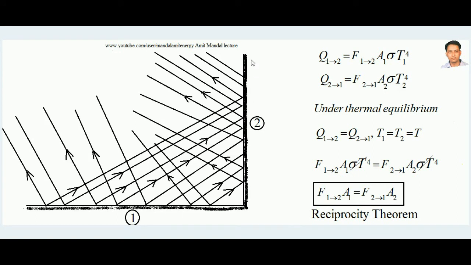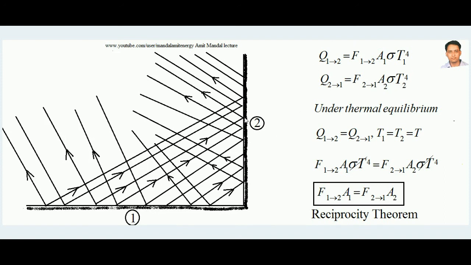Similarly, this second surface is also emanating radiations towards surface 1. So for that case, the amount of radiations which are absorbed by surface 1 emanating from surface 2 would be Q₂₁ equals F₂₁ A₂, where A₂ is the area of this second surface, sigma T2 to the power 4.